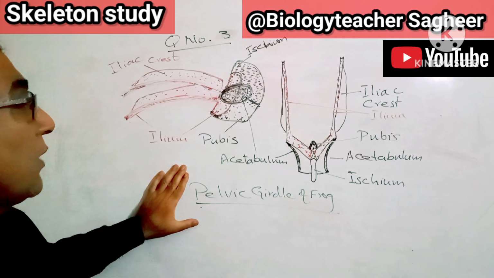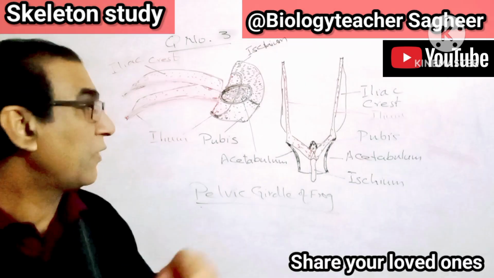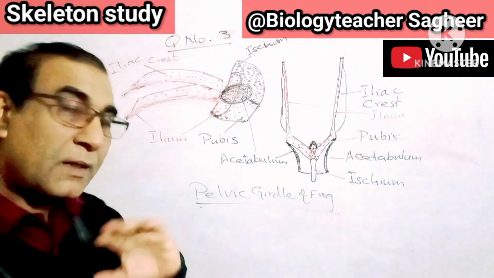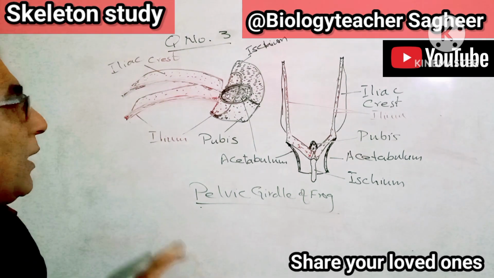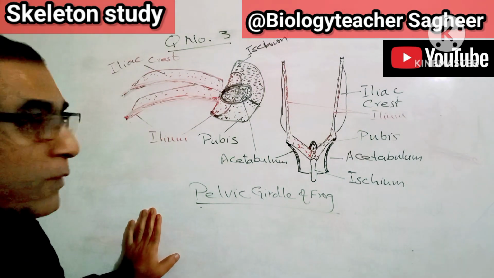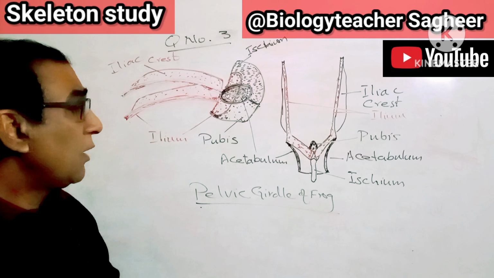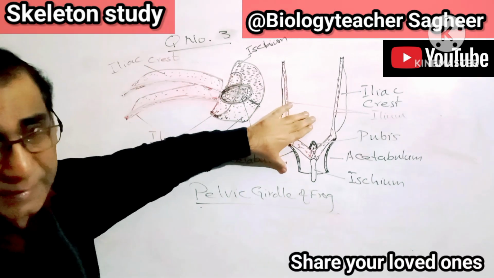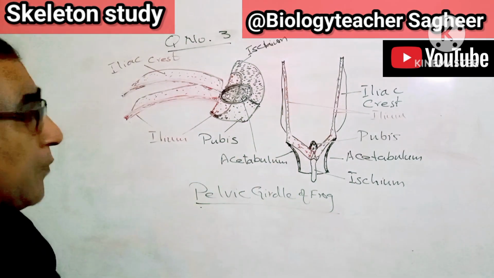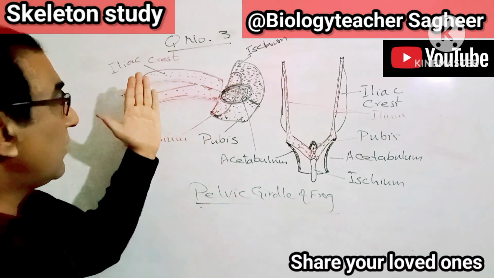In the end, I would like to tell you people, you have to draw just one figure, either this one or this one. The examiner would tell you people, as per instructions which come from the board, either you have to draw the dorsal side of the pelvic girdle or the lateral side.